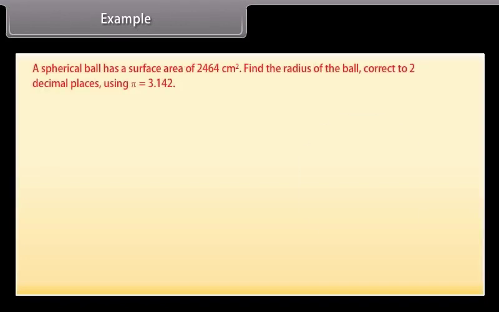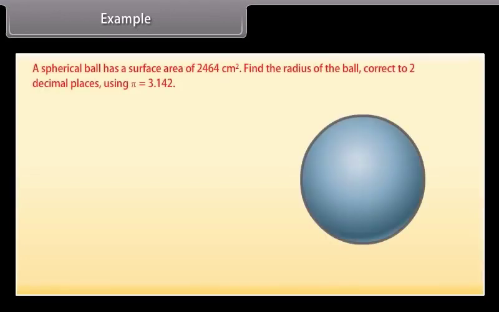Example: a spherical ball has a surface area of 2464 centimeters square. Find the radius of the ball, correct to two decimal places, using pi as 3.142.